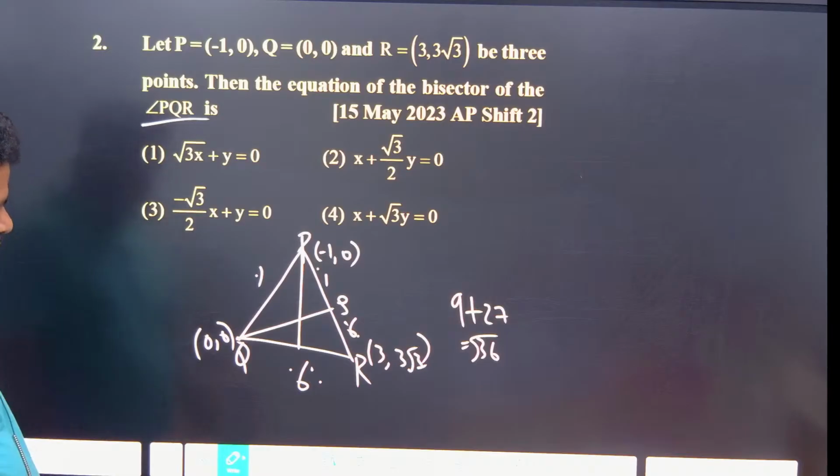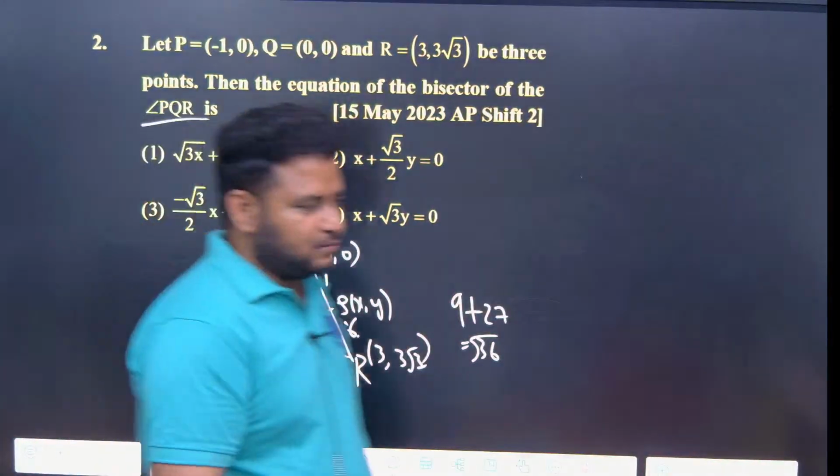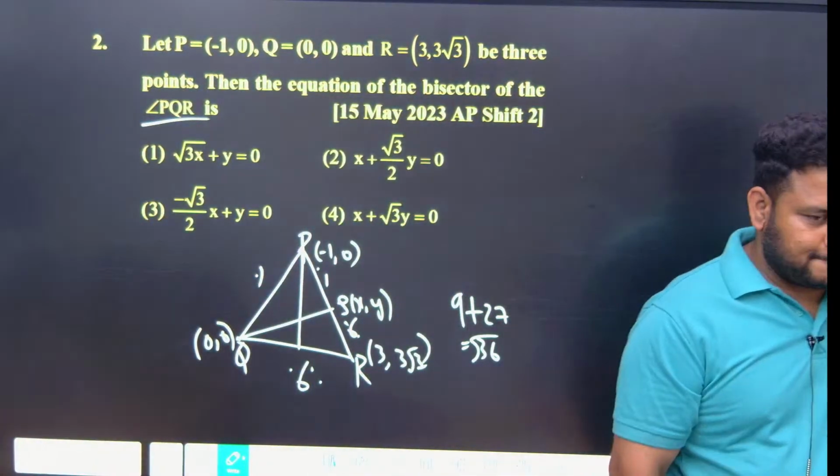Now how to find out the coordinates of S? Apply that formula. Tell me the coordinates of S. Let this point S be x comma y. Apply that formula.